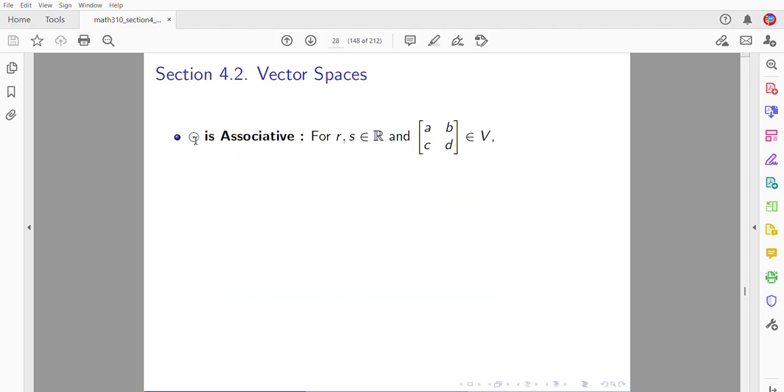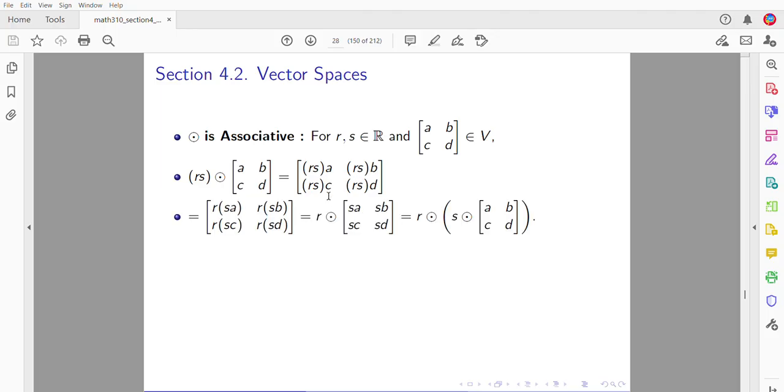Is O dot associative, which means I need two scalars and one vector. You see, multiplication, I don't know how to multiply two vectors, but I know how to multiply two numbers, right? So take RS, O dot, this matrix. This distributes to each piece. This multiplies to each entry. Multiplication among real numbers is associative, so the parentheses move. So now I can first get the R out using O dot and then the S out using O dot. Okay, so S O dot matrix is within parentheses.